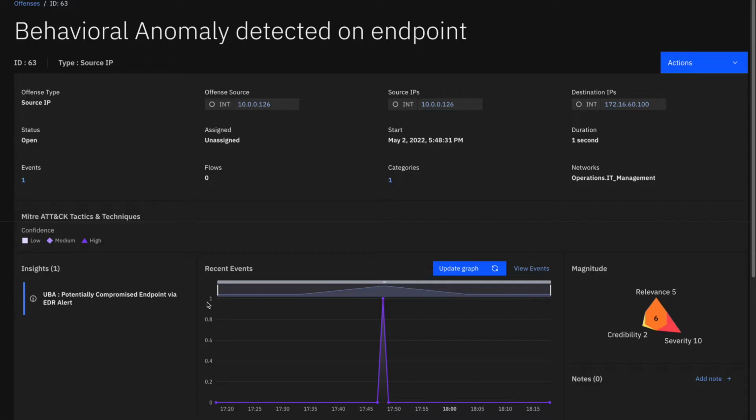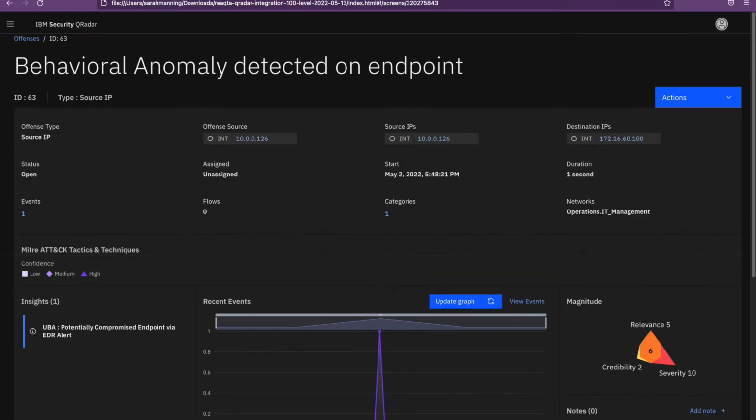And so with that, we can see, okay, we have this generic behavioral anomaly detected on this endpoint from this source IP, 10.0.0.126. So we know that that is the endpoint IP. We can see that we have one event associated with this, 0 flows, and we have one insight. And to the analyst eye, okay, I need to do some further investigation.